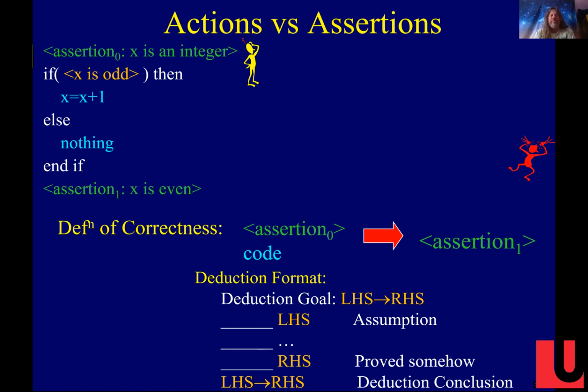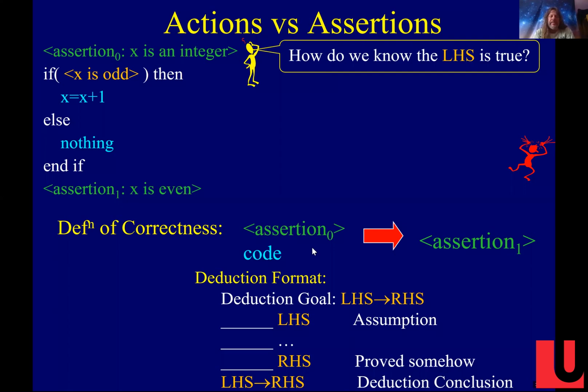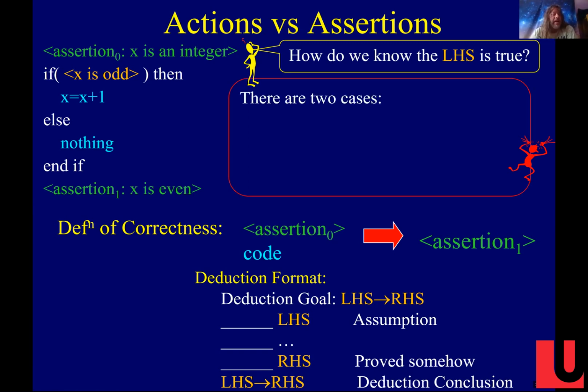So let's talk about that. Here I say we're assuming the left-hand side. How do we know that the left-hand side is true? I've given you a hint already. We don't know for sure that it's true. But there are two cases, right? It's either true or it's not true. So let's think about the two cases. The one case is that the left-hand side is false. And what's true when the left-hand side is false? We don't care what's happening.